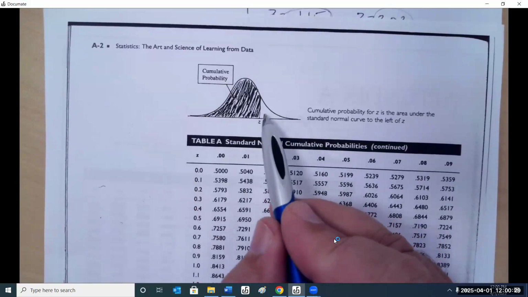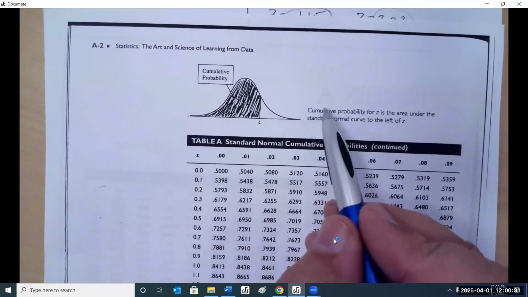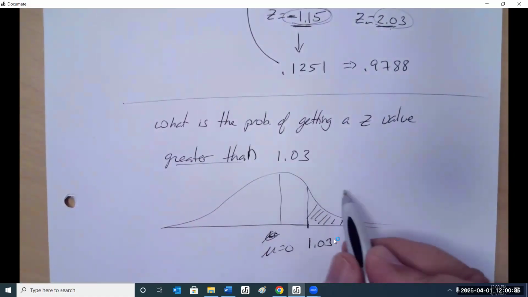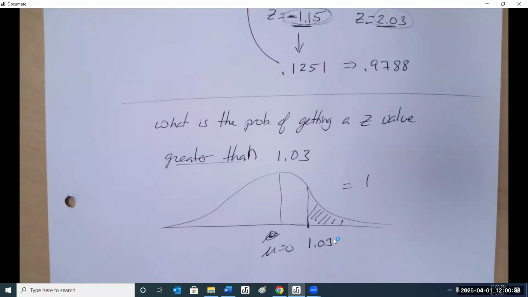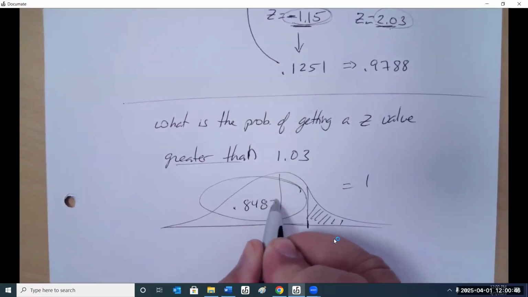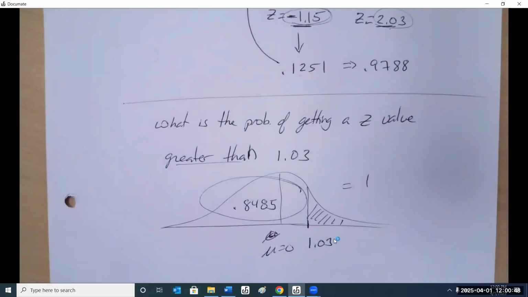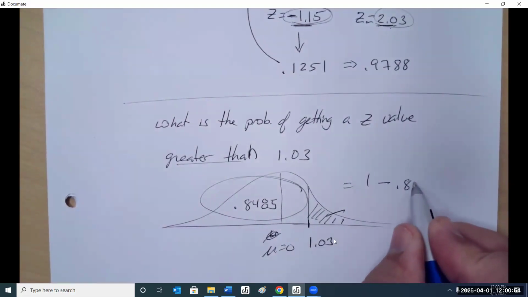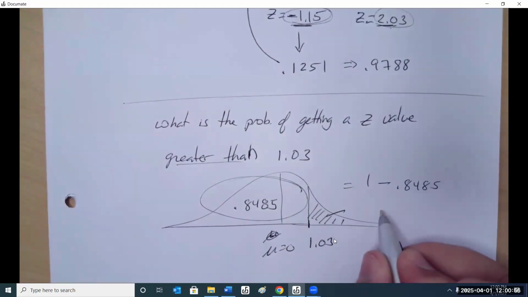So in order to find what's to the right of it, the whole thing has to equal 1. I know this area here is 0.8485. How do I find this area? 1 minus 0.8485.